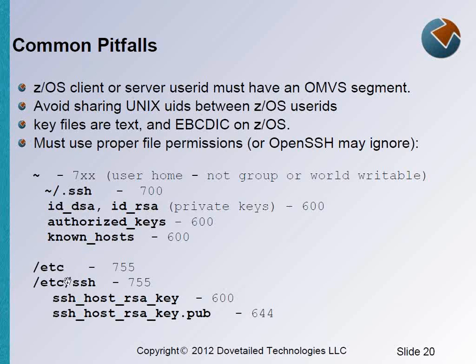Now, in the /etc directory, the private key's there. The private key must be 600. The public key anybody can read, so it can be 644. I didn't list it here, but if you put a known_hosts file in the /etc/ssh directory, it can be readable by anybody, right? It needs to be readable by anybody if you're going to use that. So these are some of the common pitfalls of using files for keys.